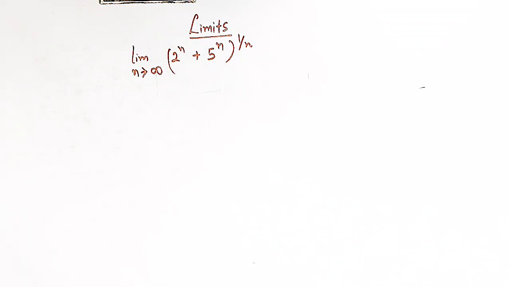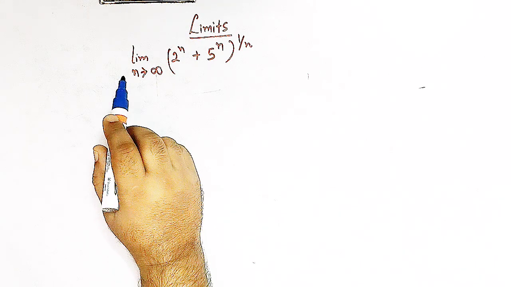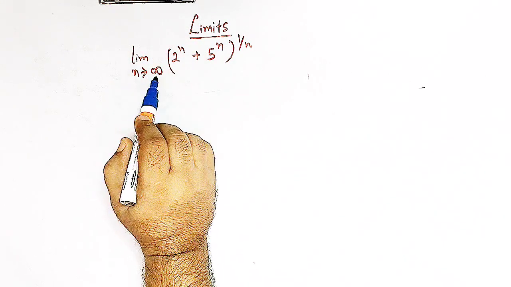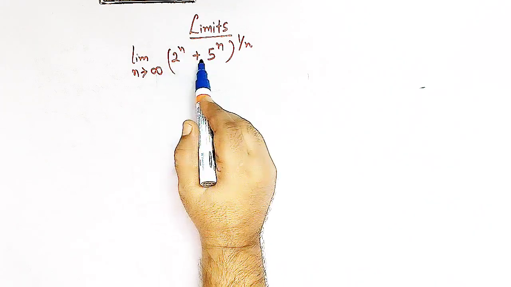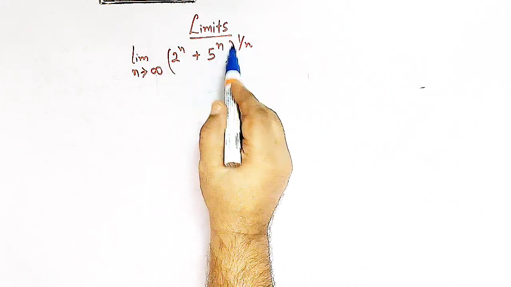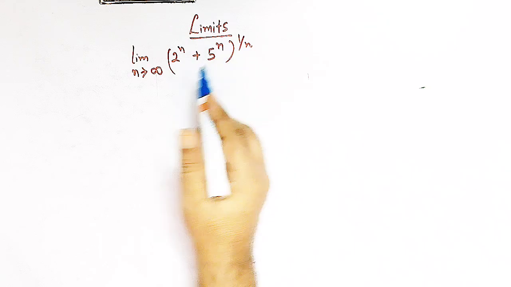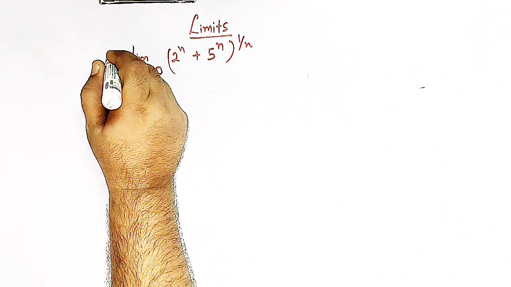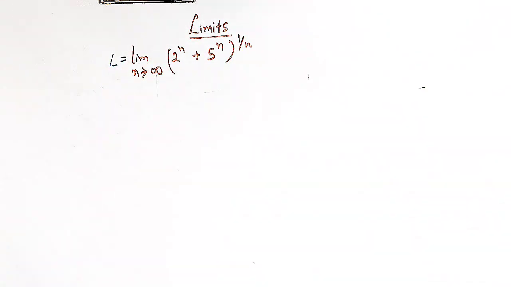Hello viewers, in today's session we are going to discuss another important problem from limits, and here we have to evaluate this limit, that is limit n tends to infinity of (2^n + 5^n) raised to the power 1/n. Let us call this limit as L, right?